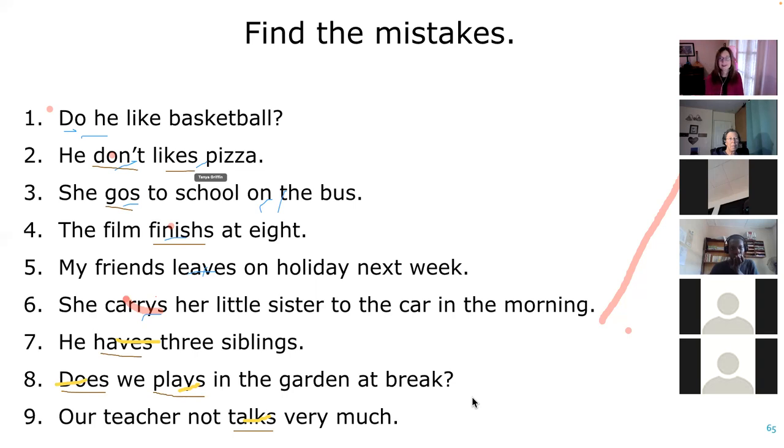Terrific. Okay, so number one: "Do he like baseball?" What should it be instead of "do he like baseball"? Does he like basketball? Oh, basketball, I'm sorry, it's basketball. Thank you. Does he like basketball? Good. That's the question, because it's a question with a third person singular.